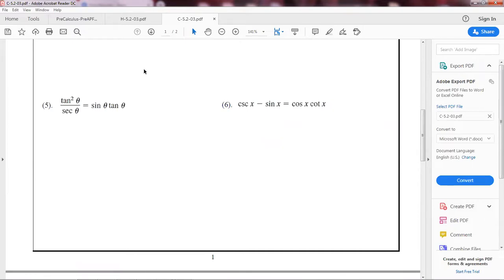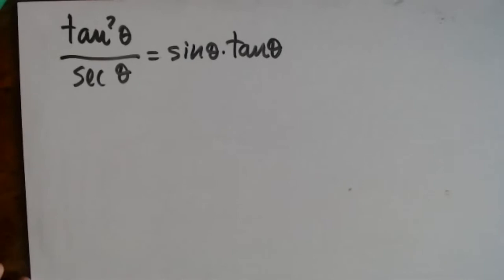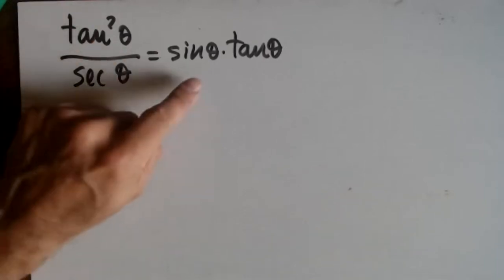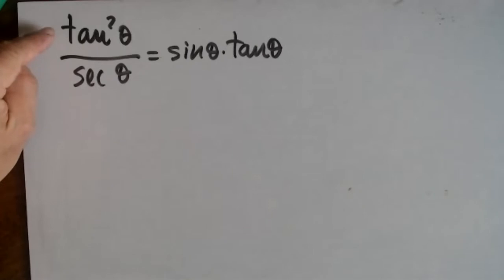Okay. Let me just check this one. So I have number 5. This is tangent square of theta over secant theta equals sine theta tangent theta. So we have to prove this identity, that this quotient can be simplified into this expression. Well, let's see. Remember something, I have tangent, I have secant, and I need sine here, so possibly I have to break this one, tangent, into sine over cosine.